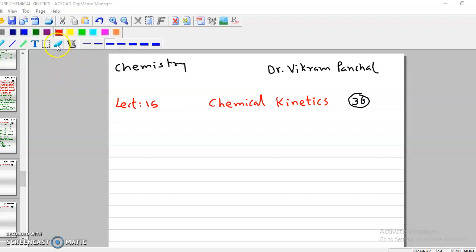In previous lectures I was discussing the first order reaction and numericals related to first order. Now we'll go ahead with second order reaction: the integrated rate law for second order reaction.